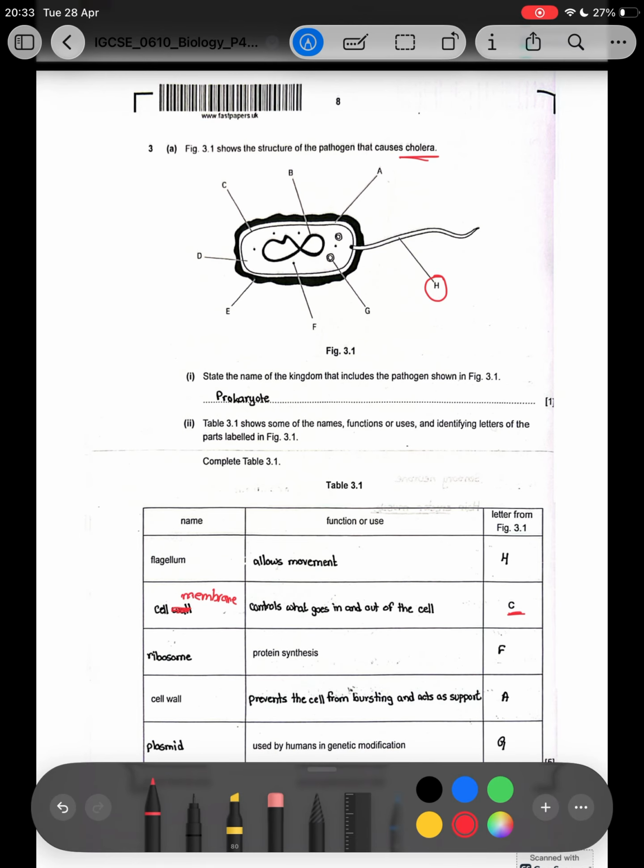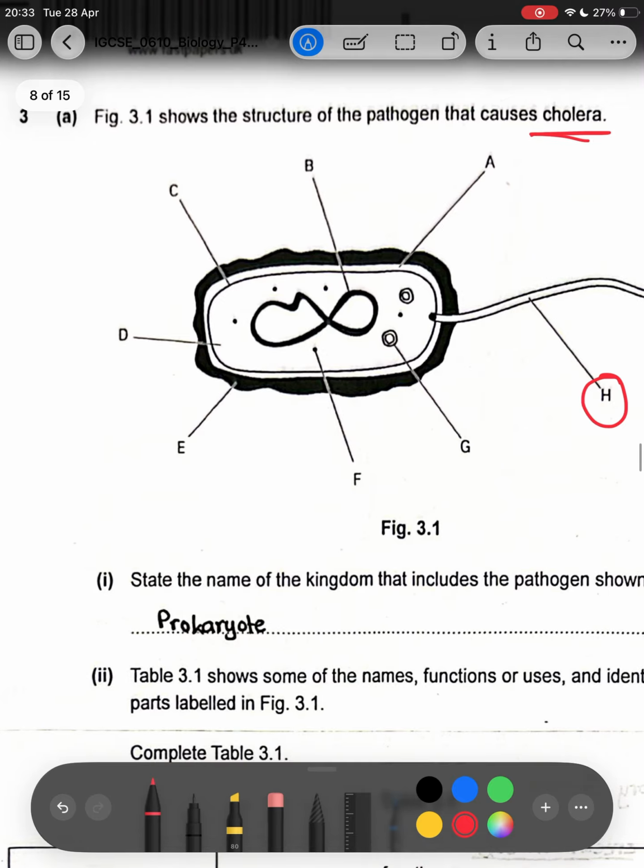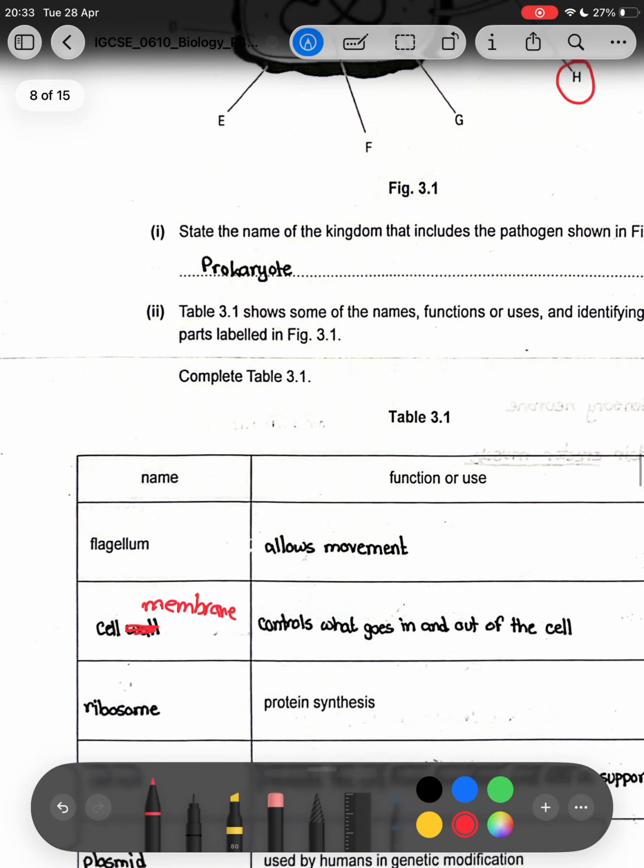Okay, figure 3.1 shows a structure of the pathogen that causes cholera, and state the name of the kingdom that includes the pathogen shown in figure 3.1. So the answer will be prokaryote.